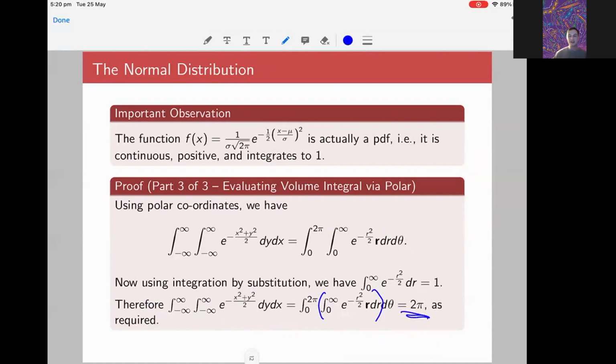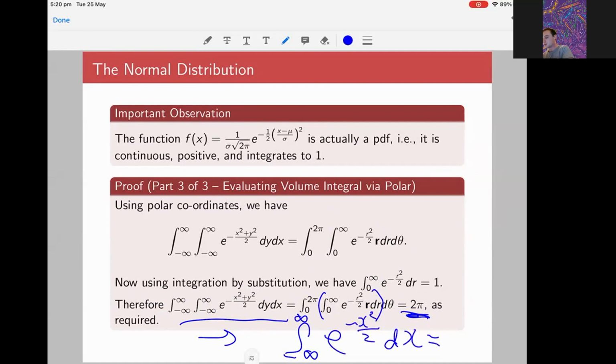But remember, this is exactly the result we were after in the first place. We wanted to show that this double integral was equal to 2 pi, because that implies that the integral from minus infinity up to infinity of e to the minus x squared on 2 dx is equal to root 2 pi, I think. So this is the result we were after. And yes, this is an essential computation.